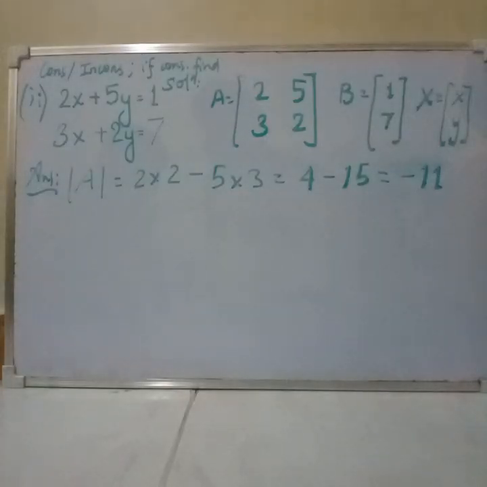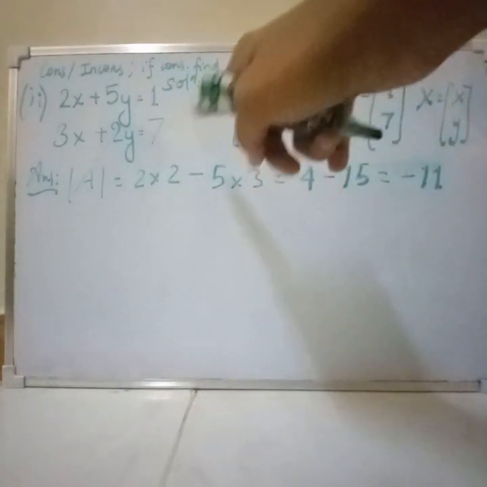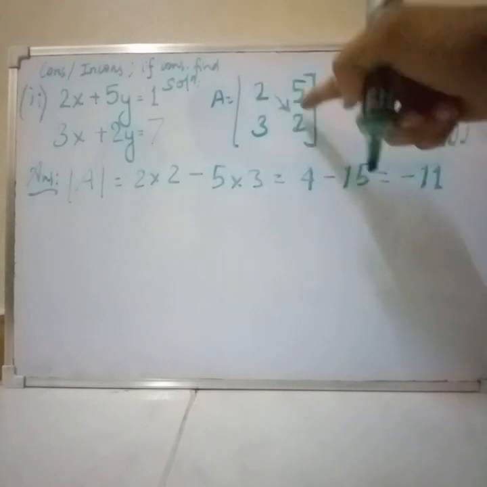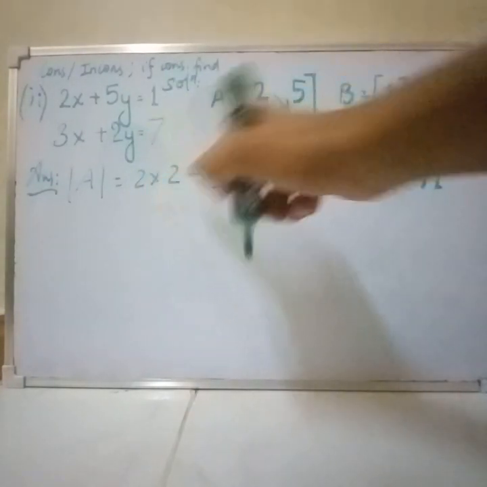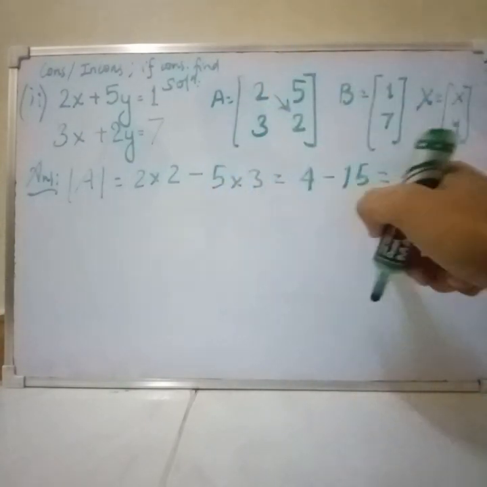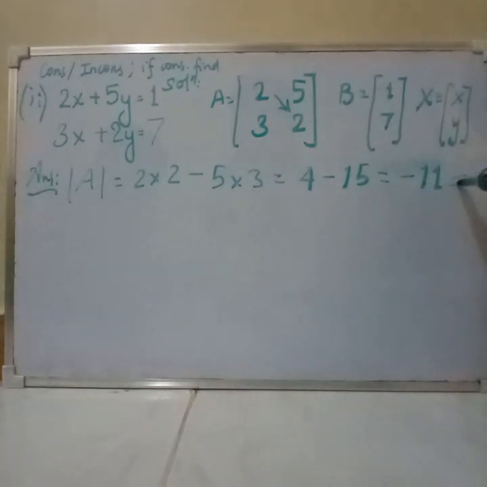First of all, when we start to solve, we have to find the determinant of the A matrix. If you find the determinant, you multiply the primary diagonals: 2 into 2, which is 4, minus the other diagonal, 5 into 3, which is 15. So 4 minus 15 is minus 11. This is not equal to 0. As it is not equal to 0, we can say that it has a unique solution.